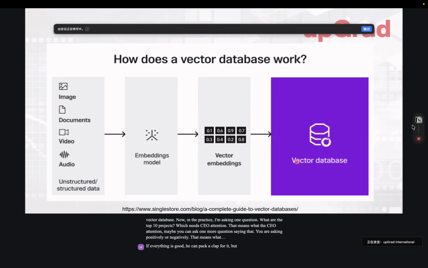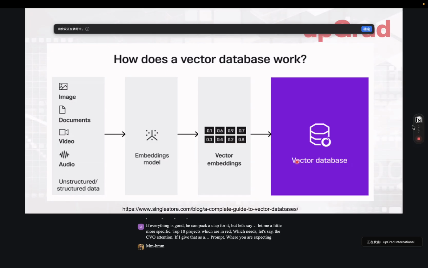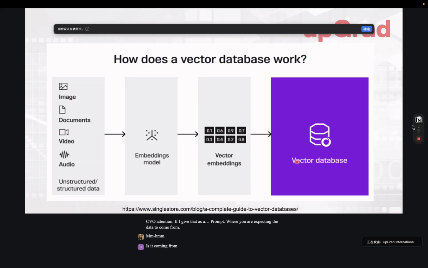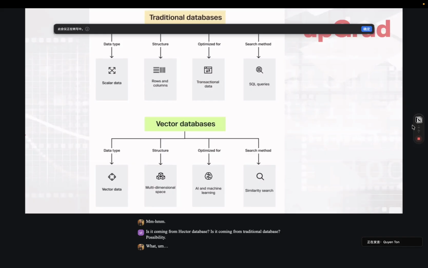But let me be a little more specific: top 10 projects which are in red, which need the CEO's attention. If I give that as a prompt, where are you expecting the data to come from? Is it coming from the vector database? Is it coming from the traditional database? Usually they put it in traditional, right? It's better if we do vector, right?